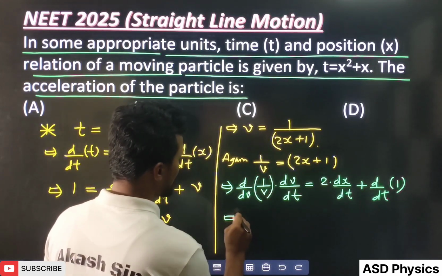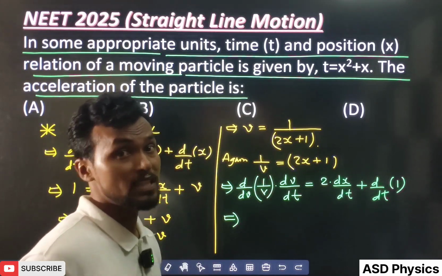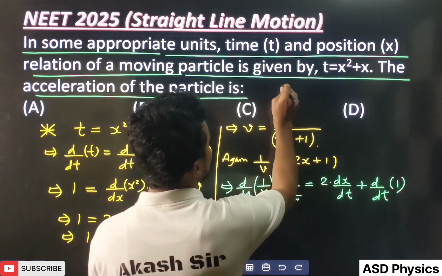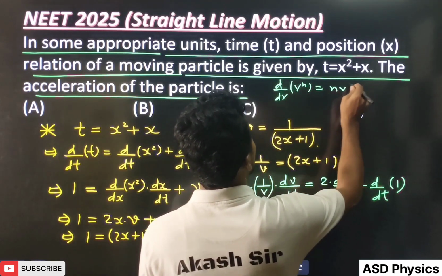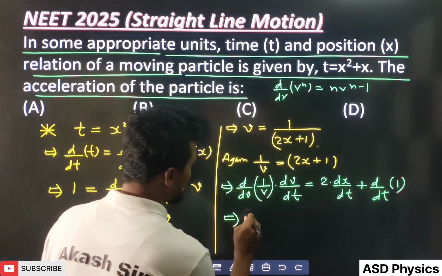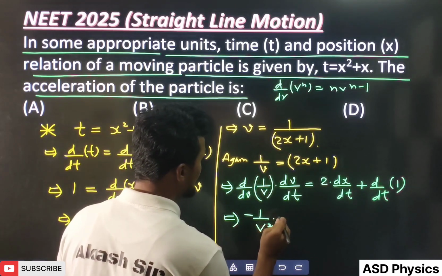Now see here, d by dv of 1 by v, how much is it? Which formula do we have to use here? See, d by dv of v to the power n means n v to the power n minus 1. So when you simplify this, it will come out as minus 1 by v square.